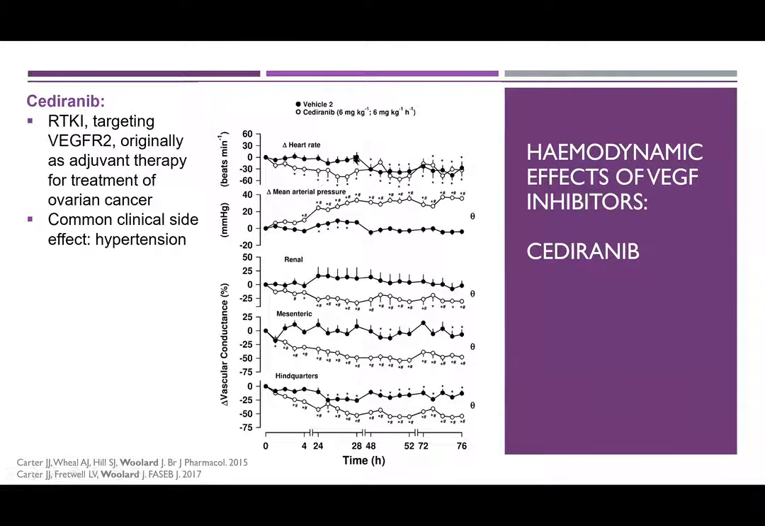Not very much in terms of changes in heart rate. It's a little bit variable and a little bit all over the place, but perhaps a slight decrease. But significantly, there were vasoconstrictions that we observed in all 3 vascular beds. So if you see that it's starting to go more negative, that's indicative of a vasoconstriction. So we have vasoconstrictions in the renal, mesenteric, and hindquarters bed for those animals that were treated with the anti-VEGF therapy.